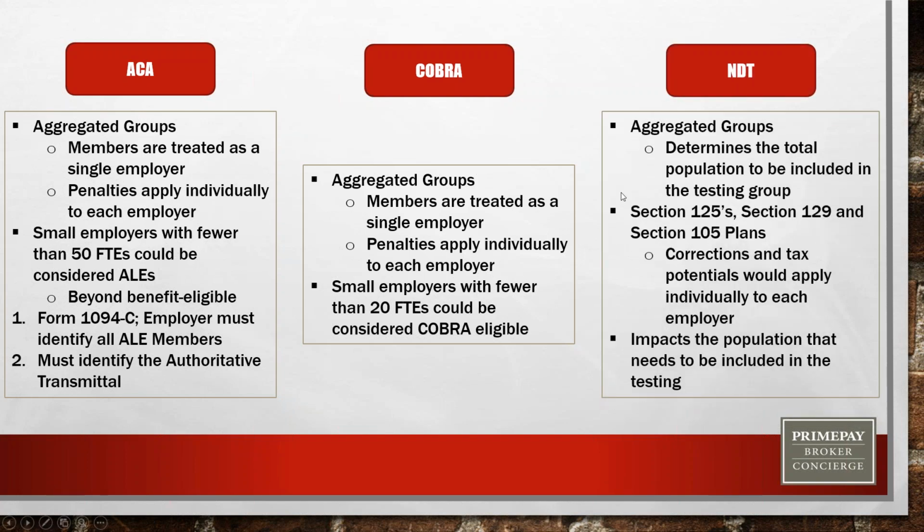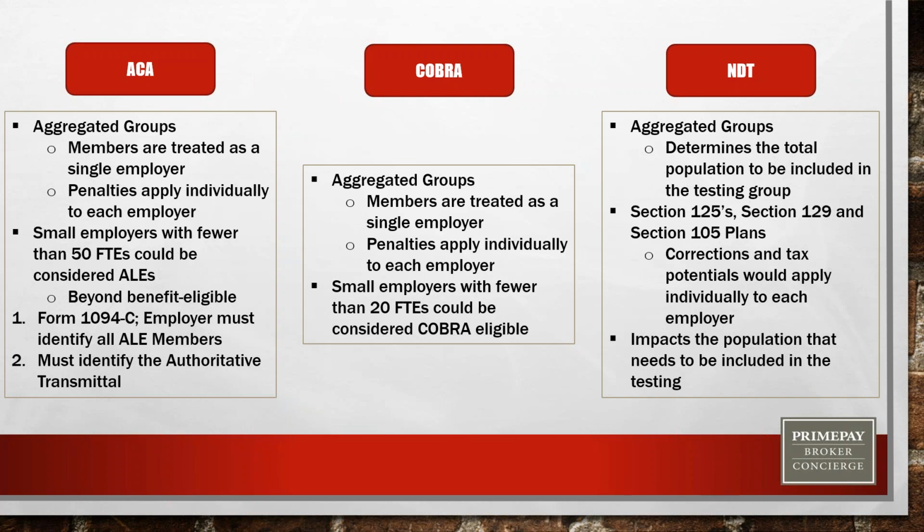The third one is non-discrimination testing. Again, they look at the aggregated groups, so they look at all the groups that are within this commonly controlled business, and it determines the population that should be included in the testing group. So you may have a group stand alone, but there are some highly compensated employees or individuals in some of the other commonly controlled groups. It impacts the population that needs to be included in the testing.